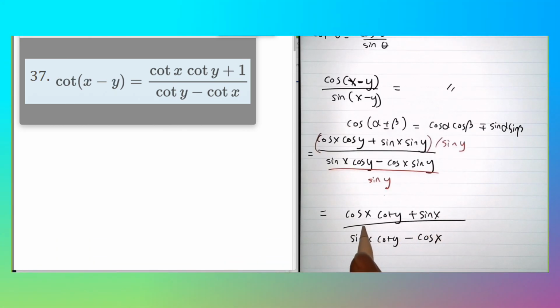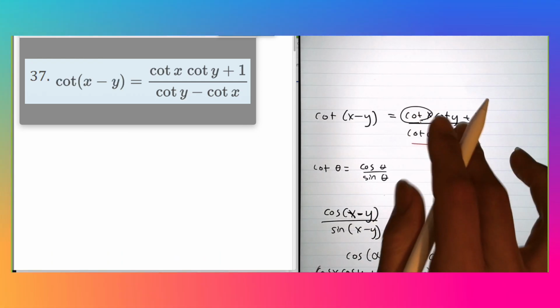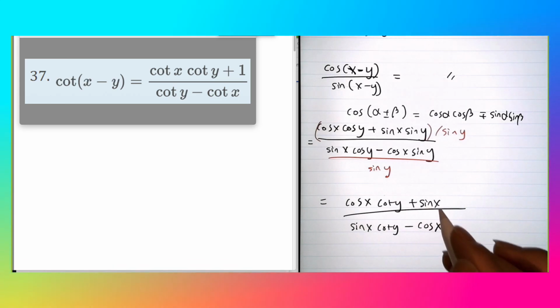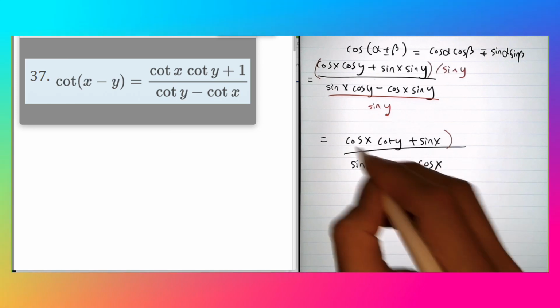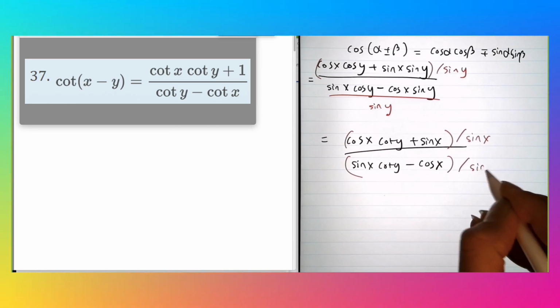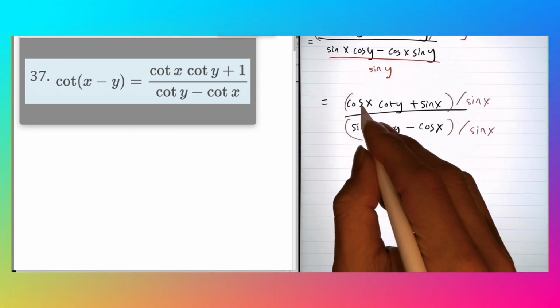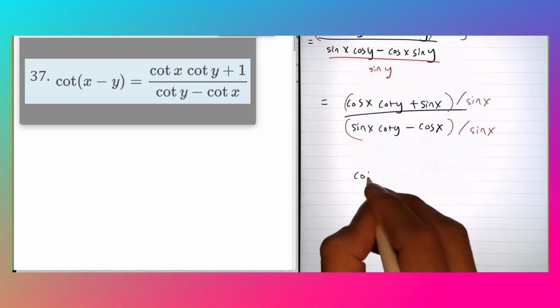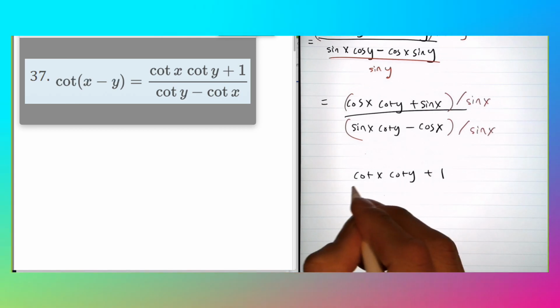Not only that, if you divide the top and bottom by the sine of x, we get cosine x over sine of x, and that also matches with the cotangent x. And if you divide sine x over sine of x, we also get 1. So therefore, we can divide the top and bottom by sine of x. Then we get cotangent x, cotangent y plus 1, because sine x over sine x will give you 1.